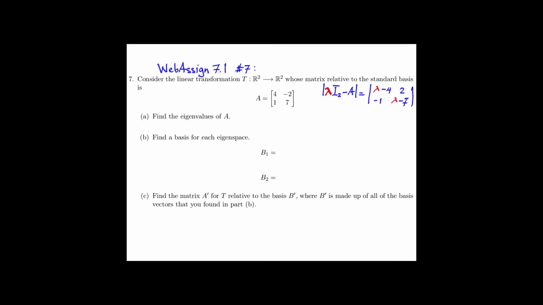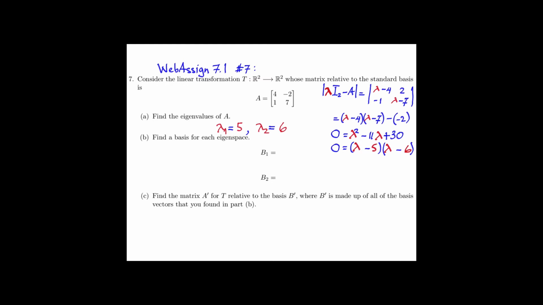Taking the determinant of this, we get lambda minus 4 times lambda minus 7 minus negative 2. If we simplify that, we get a quadratic, lambda squared minus 11 lambda plus 30. That's the characteristic polynomial, and we set it equal to 0 and solve. Factoring, I get lambda minus 5 times lambda minus 6. So my two eigenvalues are lambda 1 equals 5 and lambda 2 equals 6.